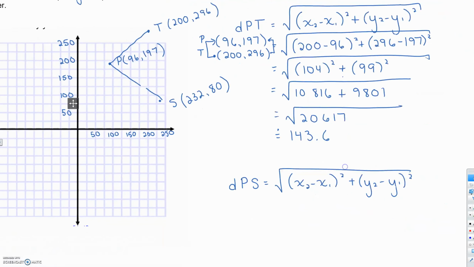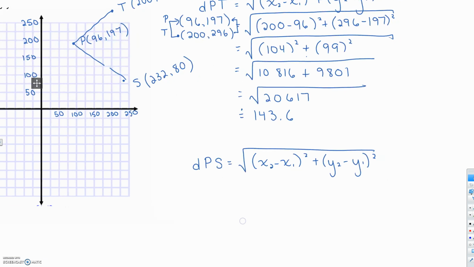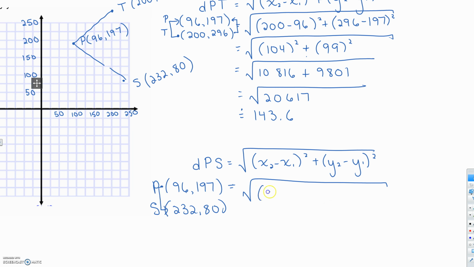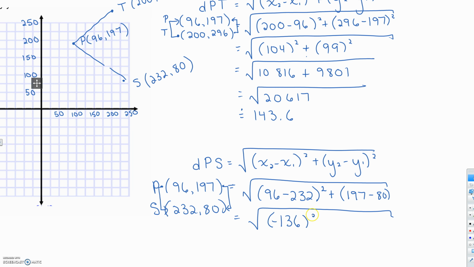So we'll go ahead and do the same work for distance P to S. Okay, so again, I'm going to go ahead and rewrite the coordinates, and this time I'm going to subtract starting from 96. So I'm going to go 96 minus 232. I'm going to square that. If I start with 96, I need to start with 197 for my y's. Okay, I made that fit. So if we do that, 96 minus 232 is negative 136. 197 minus 80 is 117.